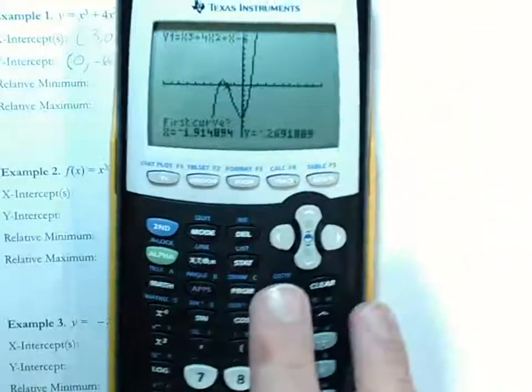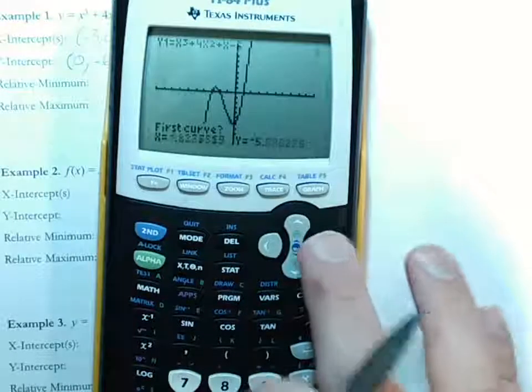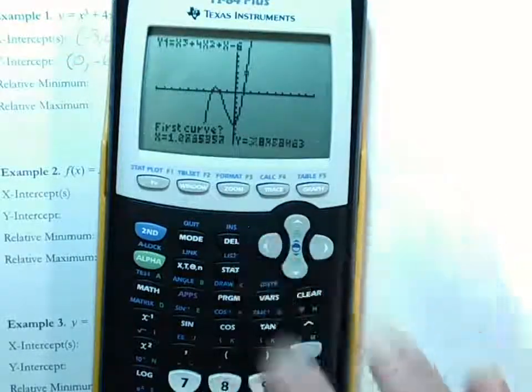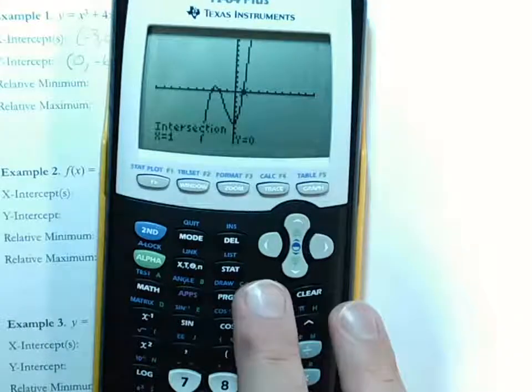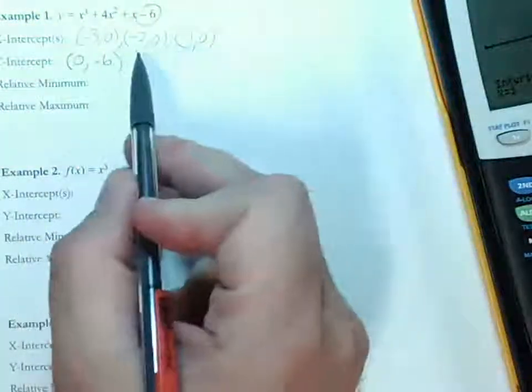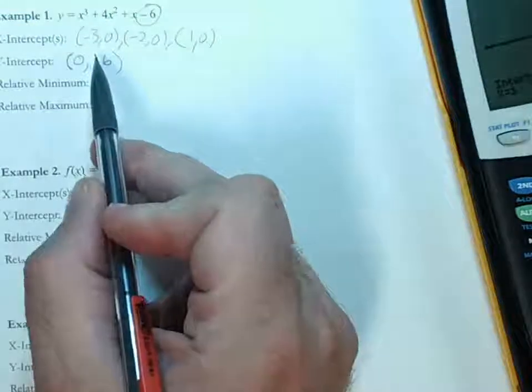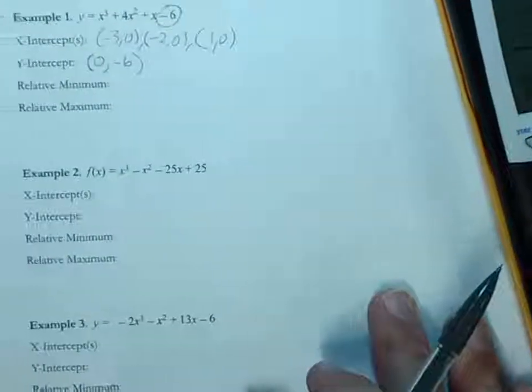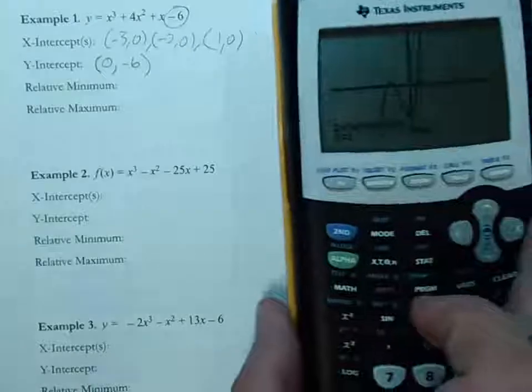Second, trace, 5. Arrow, arrow, arrow, arrow, arrow, arrow, because that's fun. 1, 2, 3. (1, 0). So that was awesome, and they all turned out really nice. They're nice integer numbers here. Now let's talk about relative minimum or local minimum and local maximum.